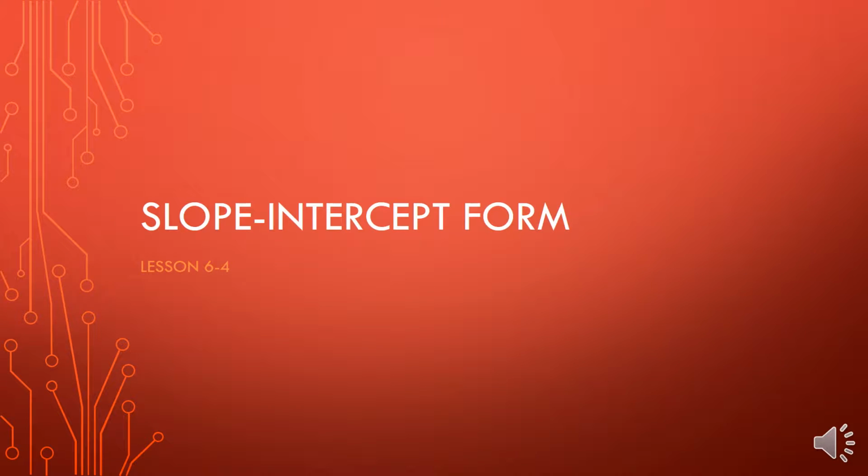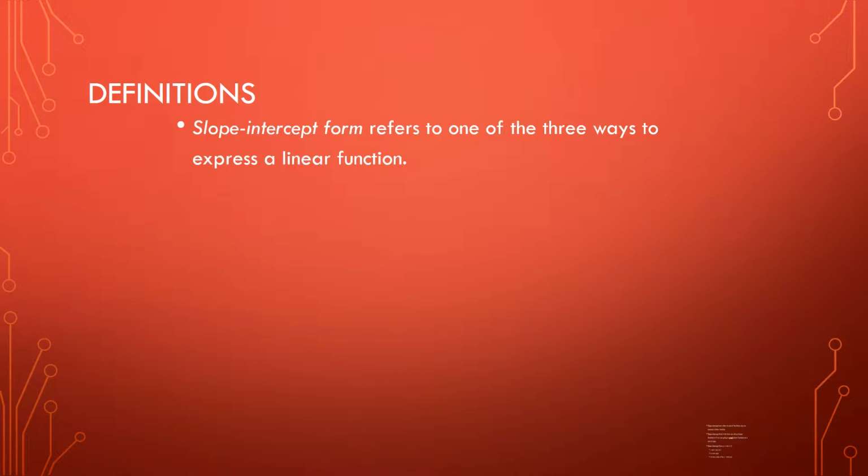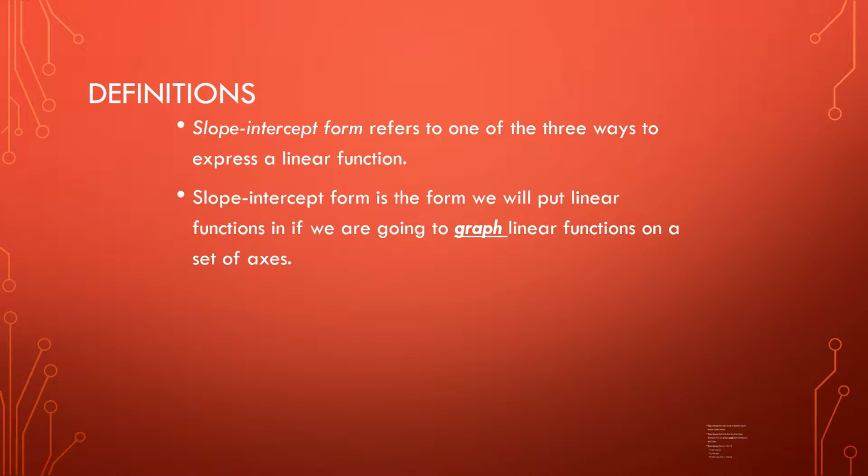This is lesson 6-4, slope-intercept form. Let's go over some vocabulary definitions. Slope-intercept form refers to one of the three ways to express any linear function. Slope-intercept form is the easiest form to use when we're going to graph linear functions on a set of axes.